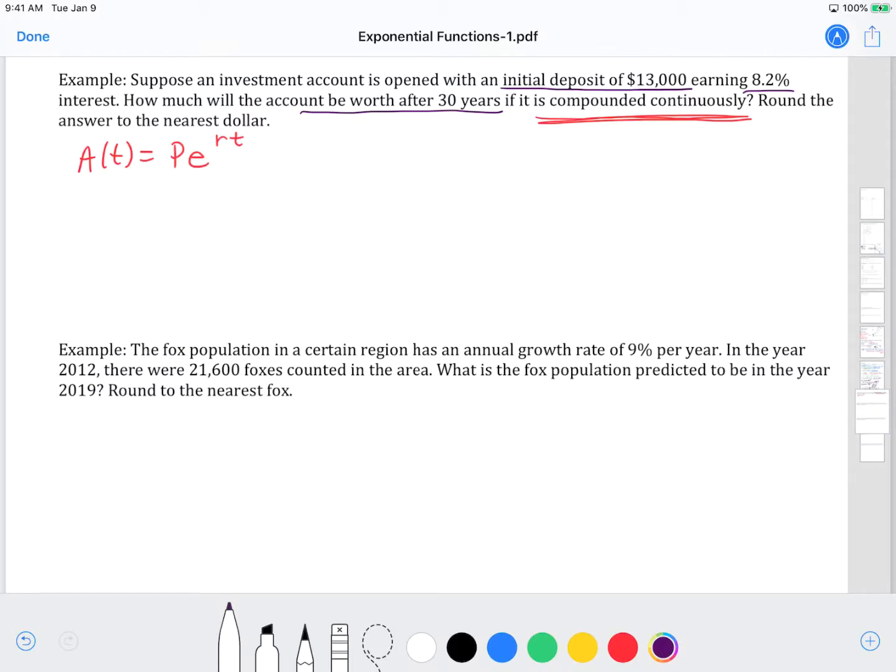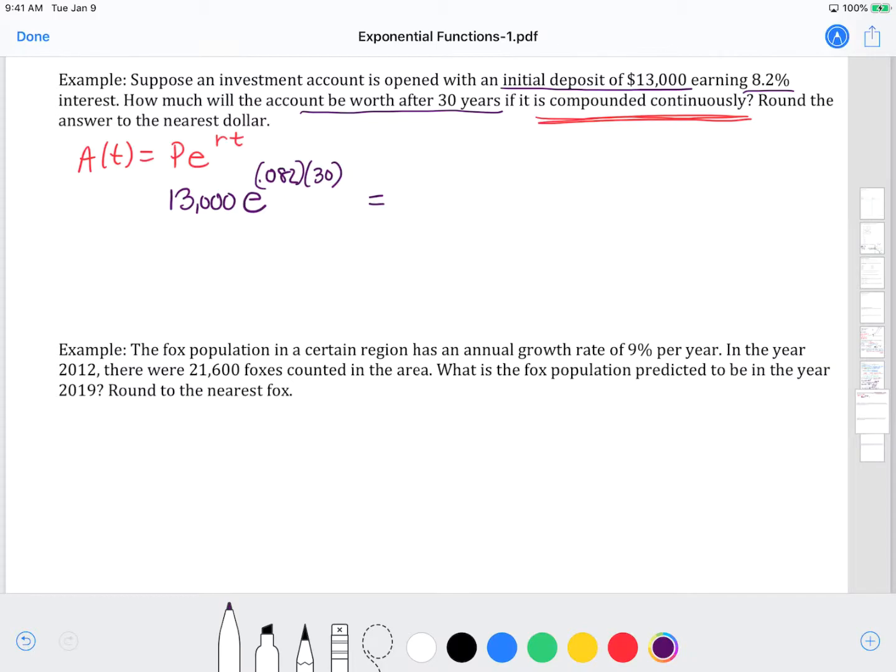It says we initially deposit $13,000, so that's our value of P, our initial value. If we were to look at it on a graph, it would be our y-intercept. That's our principal, times e. Our rate is 8.2%, and whenever we put that rate into our formula, we want to make sure we put it in as a decimal, so 0.082. And we want to do this for 30 years. So that's what's going to go in for the T.